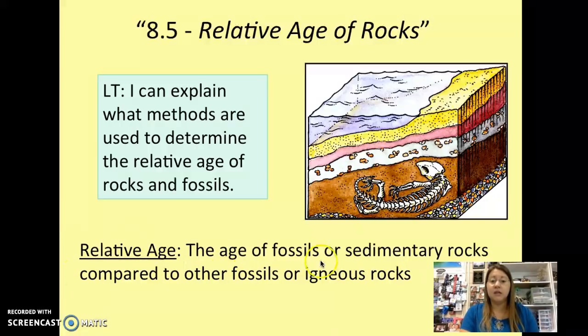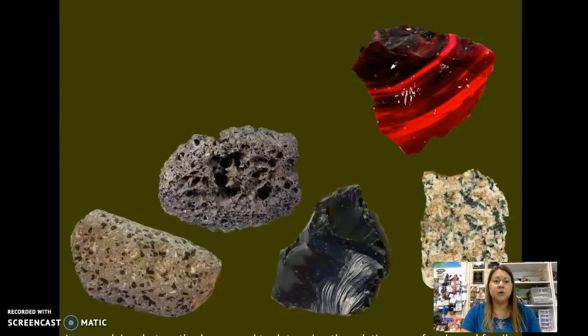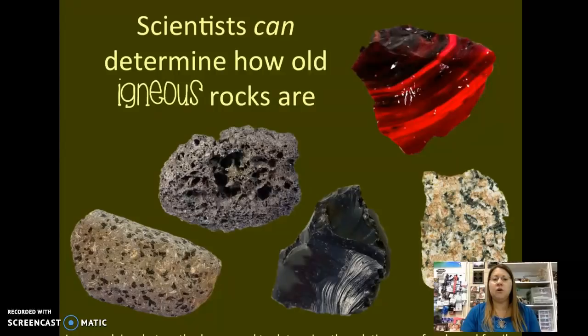So for example, igneous rocks. You can determine the age of igneous rocks because you know when they form, when a volcano has erupted, or when magma has been released from underground. So if you know that particular date, if you know that particular amount of millions of years ago, then anything that's around it can be compared to it. So you know how old igneous rocks are. You know how old obsidian is, how old pumice is.